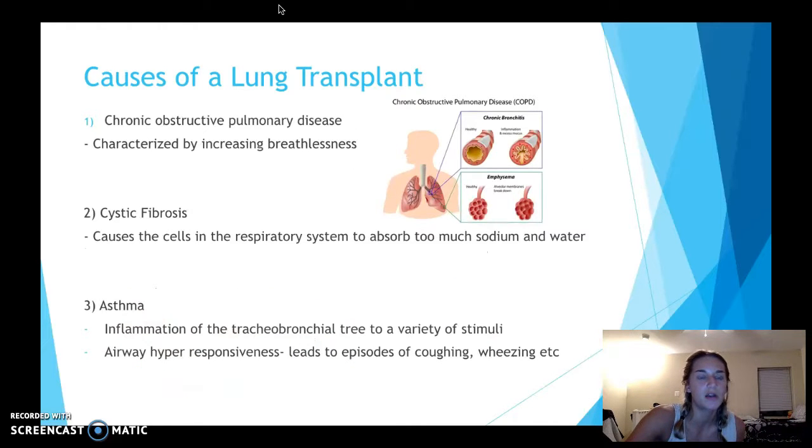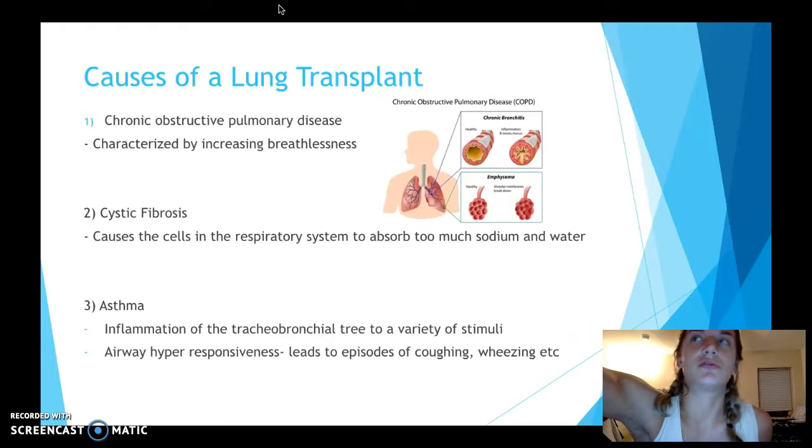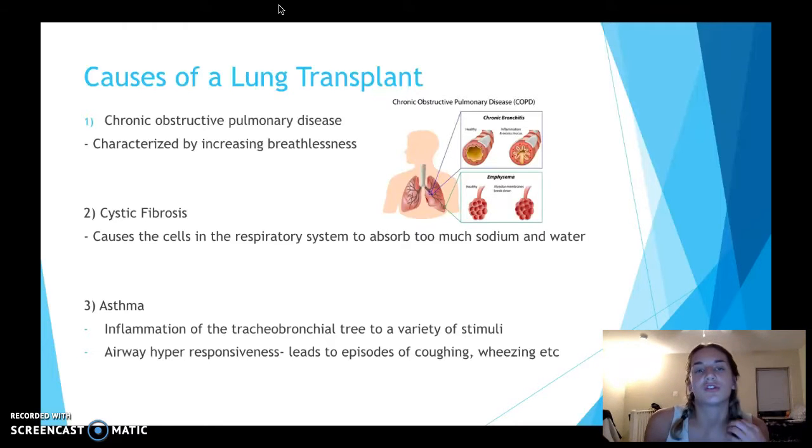Causes of a lung transplant: chronic obstructive pulmonary disease, or COPD, cystic fibrosis, and asthma are 3 of the main ones. So COPD is characterized by increasing breathlessness. COPD is used to describe other lung diseases such as emphysema, bronchitis, and asthma, which we'll talk about below. Symptoms of COPD include coughing, wheezing, feeling like you can't breathe.